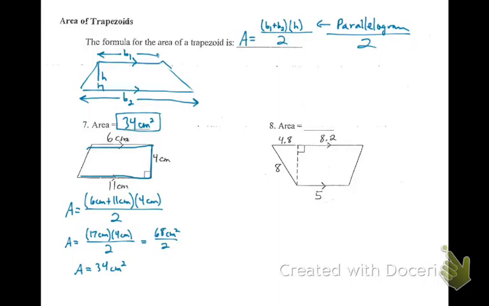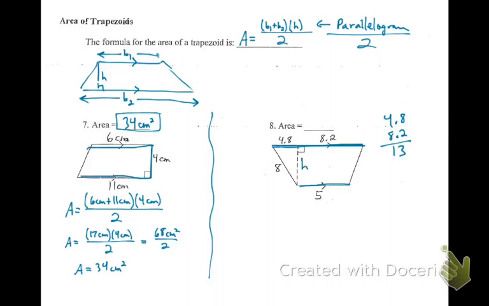Okay, pause the video now, see if you can figure out number 8. Make sure you have all bases and heights that you need. Okay, let's work through number 8 together to see if you were right. I see one base. That length is 4.8 plus 8.2, which adds up to 13. So that base is actually 13 units long, and a base of 5. But I don't have a height.